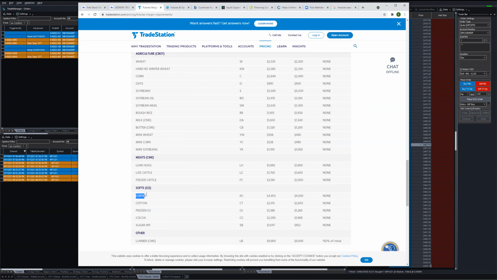But they have nice products, right? Coffee, cotton. We can look at frozen orange juice as well, cocoa, and our friend sugar, right? So it's something that we should consider, because there are definitely trading opportunities here. And then trading the real chart, right?